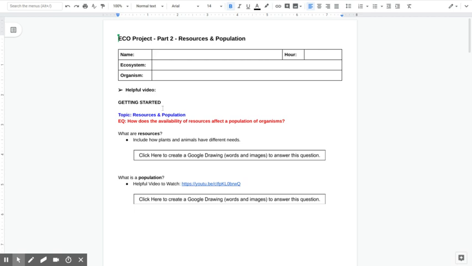Population. At the top, you'll need to indicate which ecosystem and organism you are doing for your project. This should not be new. This should be the same as you did for part 1.